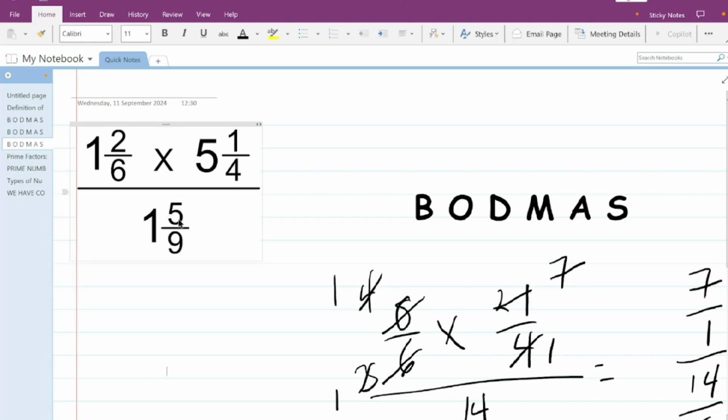In summary, when you have a question like this, first thing you do is convert these mixed fractions to improper fractions. Then you work with the numerator first. In cases like this, even if you have addition here or subtraction here, you have to solve for the numerator first. Then you now divide the answer you got from the numerator by the denominator.